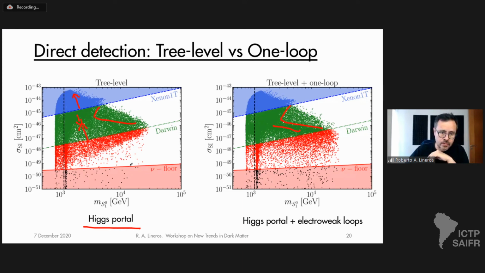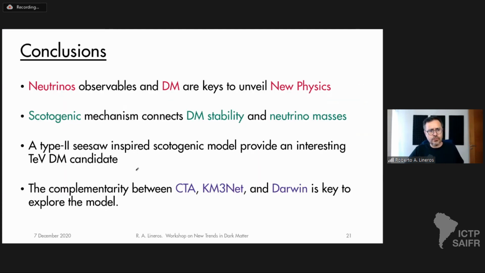Also, there are these parts with the neutrino floor that are going to be for future dark matter direct detection searches. So just to finish, because this was just to present the model and its capability. First of all, these scotogenic scenarios are very appealing because they try to connect two proofs of physics beyond the standard model that are happening nowadays: the mechanism for neutrino masses and dark matter itself. So it's a nice interplay between two different sectors that should be researched.